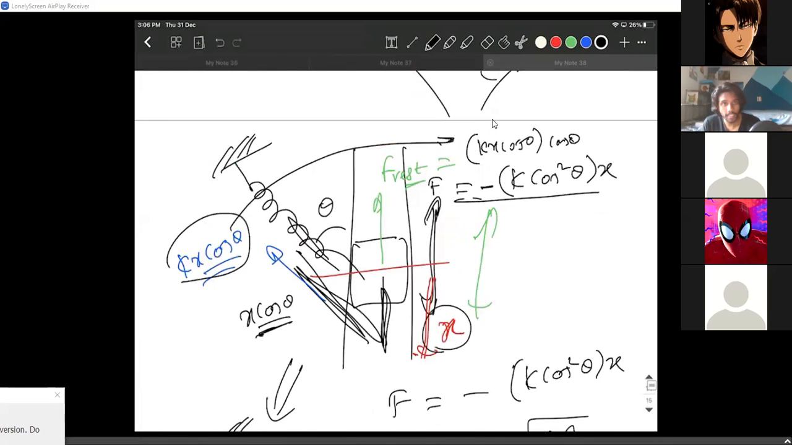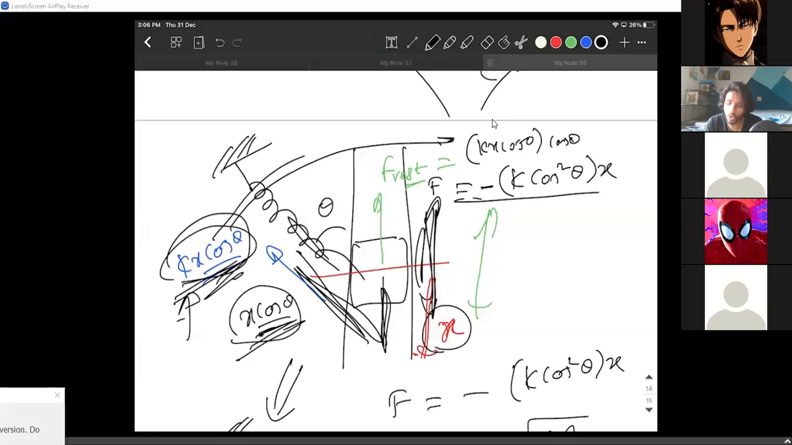I displaced it by x. The spring is expanded by x cos theta, so the spring force is kx cos theta. But you should take the restoring force along the oscillation, so I take the component of the force again. So kx cos theta into cos theta, that is kx cos square theta. You get it now?